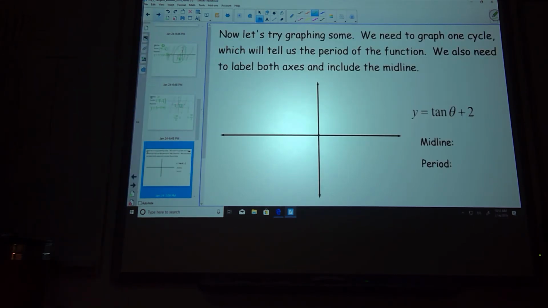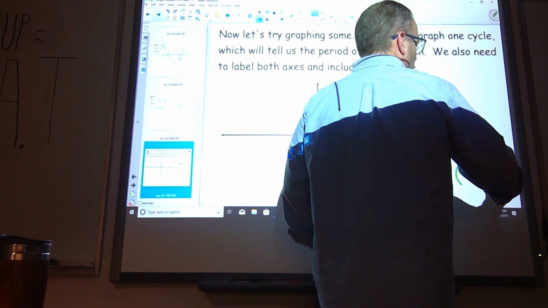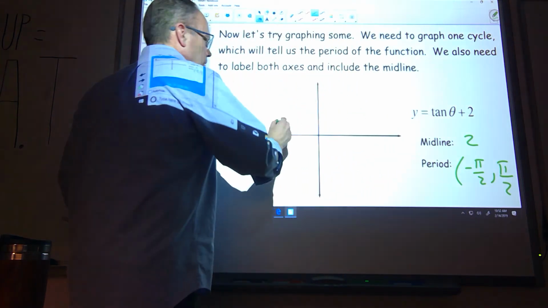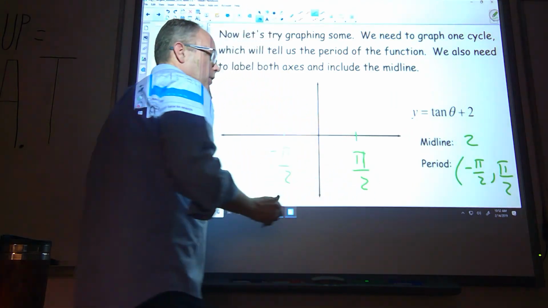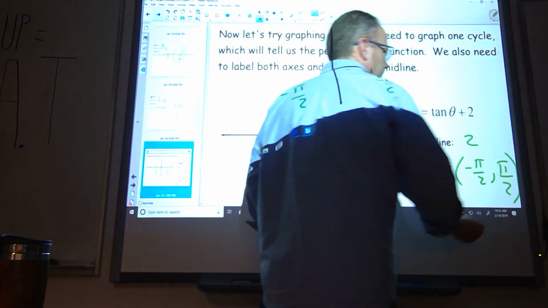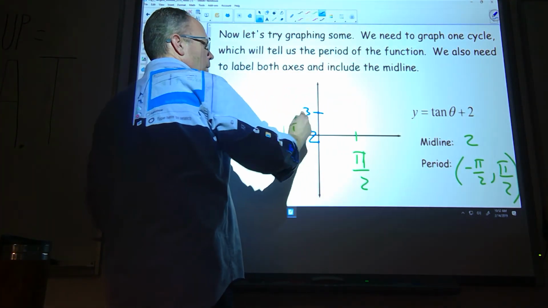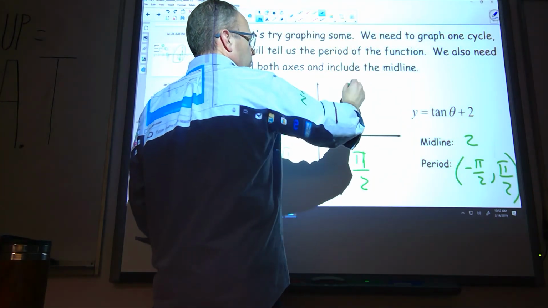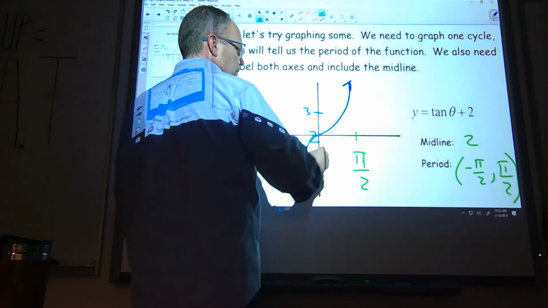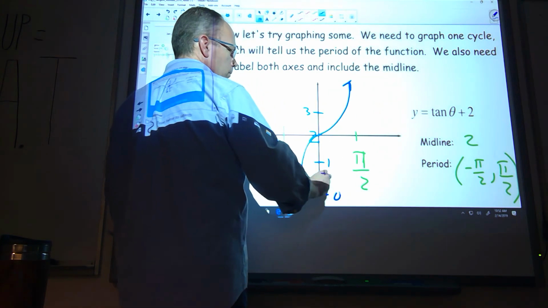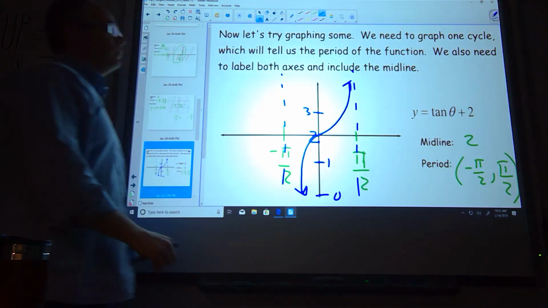All right. So midline 2. We'll do from negative pi halves to pi. That will give us our iteration around the origin. So I got negative pi halves, pi. Midline, we're going to call this one right here 2. We'll call that point 3. There you go.